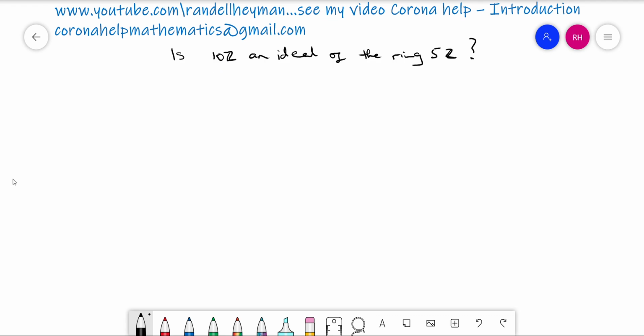Okay, someone's asked me, is 10Z an ideal of the ring 5Z? Actually, the person's from the US, so I'll try and remember to say Z. So what they sent me is actually correct in concept. I've got no problems, they understand it. I just want to encourage them to write a little bit more mathematically. I think that'll pay off in a number of ways. So what does that mean?